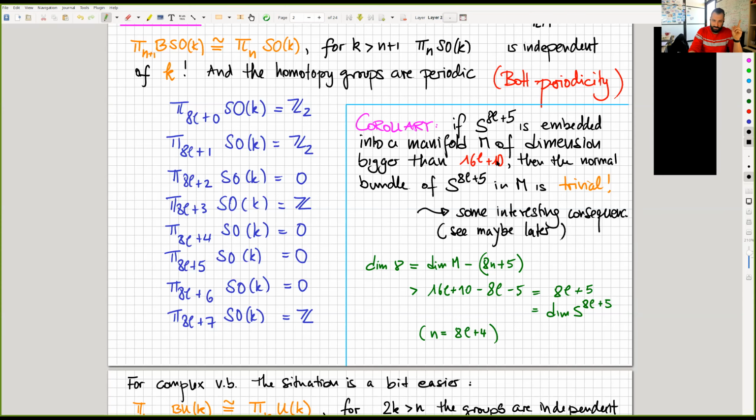And if you have a manifold which embeds into another manifold with trivial normal bundle, then you can do a very nice construction, which I will tell you about later, the so-called Pontryagin-Thom construction, and we will see later why this is so beautiful. But this is a very interesting effect, I think, that purely by this number and Bott periodicity you know that this normal bundle has to be trivial.